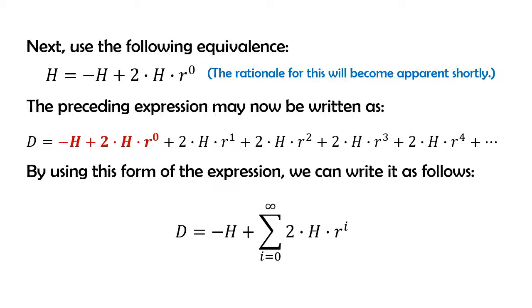And the terms are 2 times h times r to the i power. So the first time through it will be 2h r to the 0, which you see above. And that's the reason I did that equivalence at the top. Plus 2 times h times r to the first power, plus 2 times h times r to the second power, plus, again I'm saying plus because we're summing up all of these things, and that's what the Greek letter sigma means.